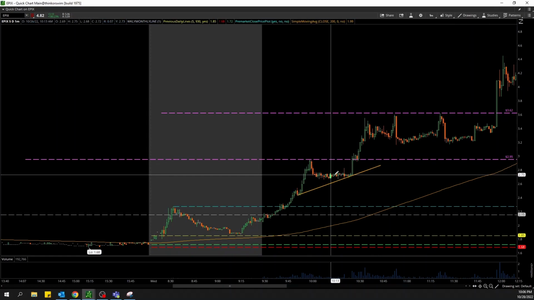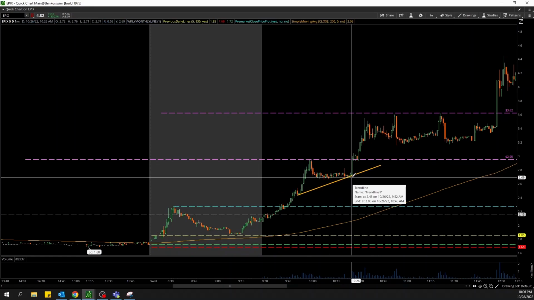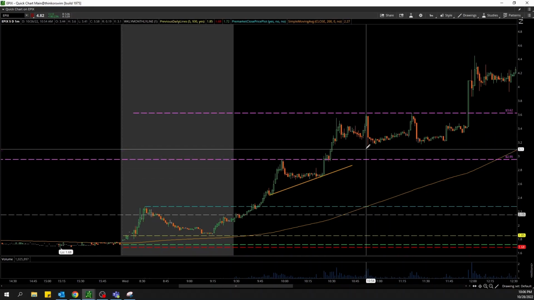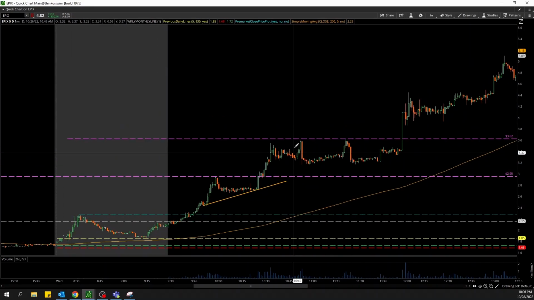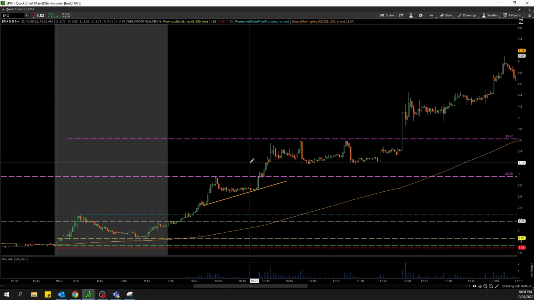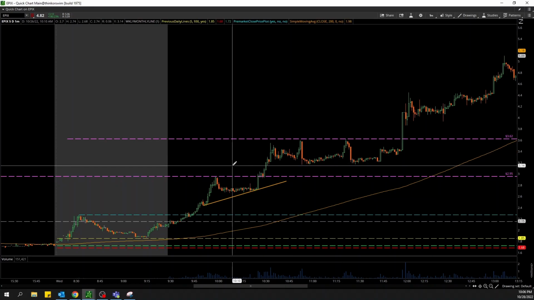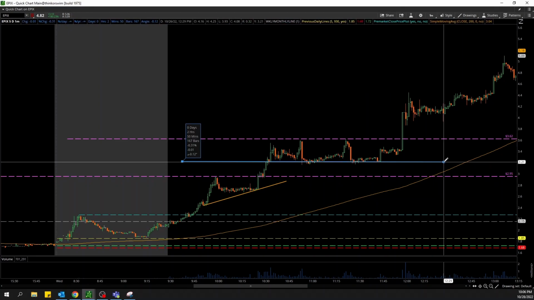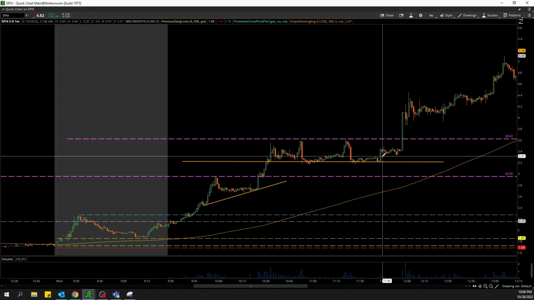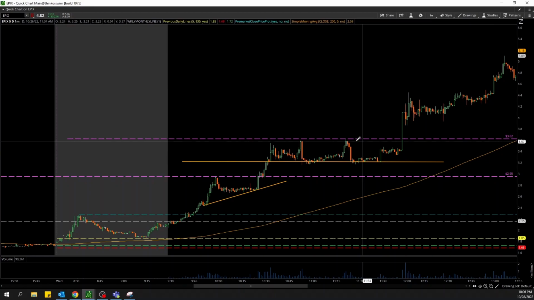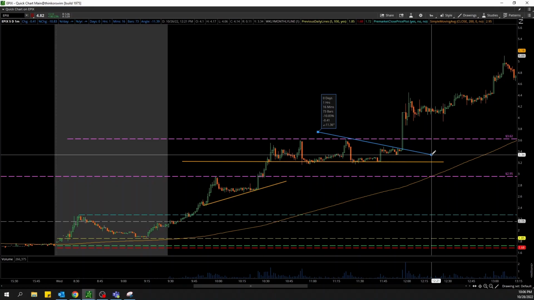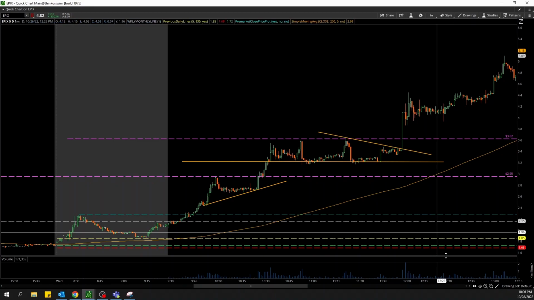So we got this pullback into this area, and then it popped. As you can see, it did the same thing again. It pulled down, used this area as support, about that 320 area. So your entry would have been here, about that 320 area, and then it popped. And right here is probably where most people got interested in it, when it got kind of choppy. So you had two entries.